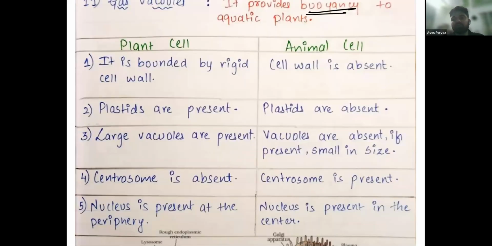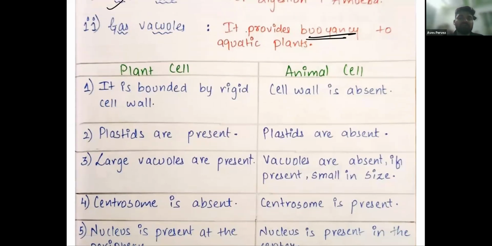Okay, you understood? Yes, sir. I understood what is buoyancy. Buoyancy means it provides buoyancy to the aquatic plants. It helps in attaining, like I'm saying, a balloon helps us to float. So it means the balloon is providing buoyancy, that is helping us to float. Okay, please note it down.